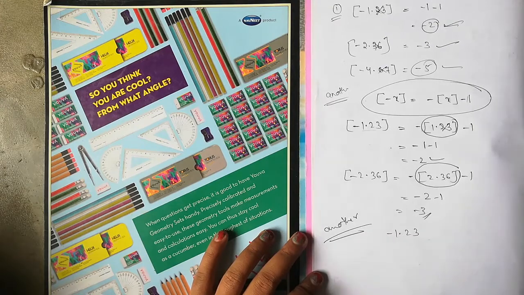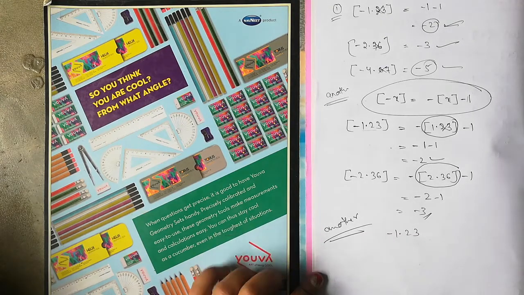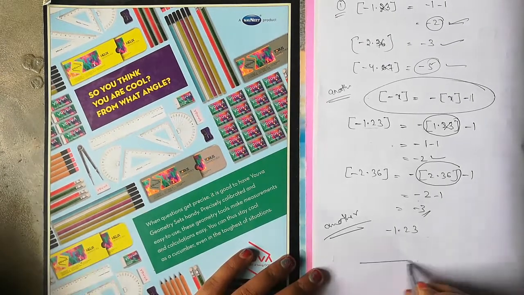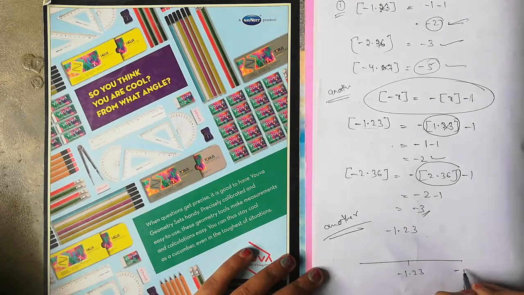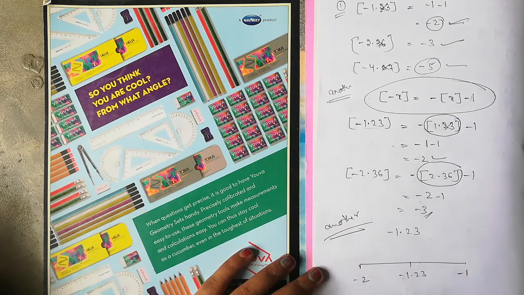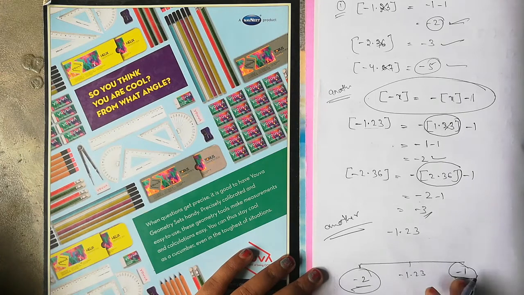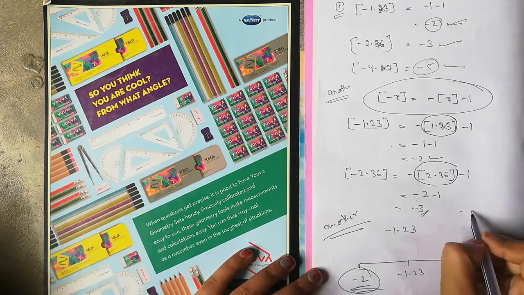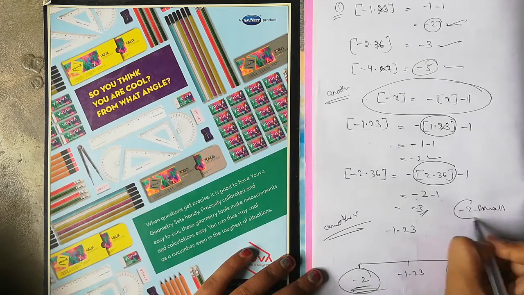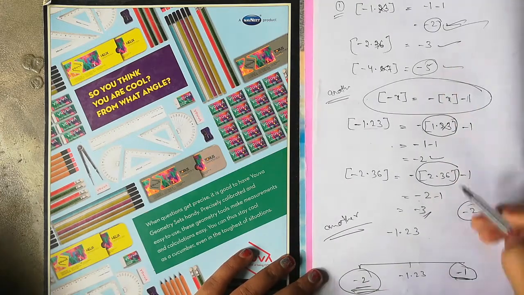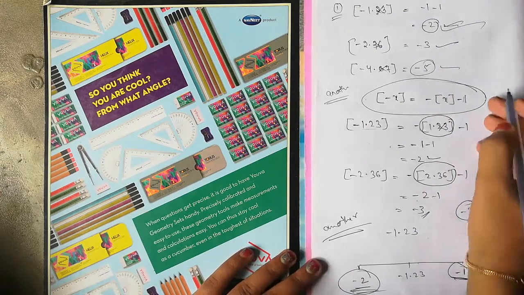Minus 1.23. Okay? So here what happened? Minus 1.23 lies between minus 1 to minus 2. Yes or no? Minus 1 to minus 2. So here what I have to choose? I have to choose the lesser value, the smaller value. So from these two, which one is the smallest value? This is a negative number, na? So minus 2 is the smaller number. So my answer is minus 2. Okay? Got it?